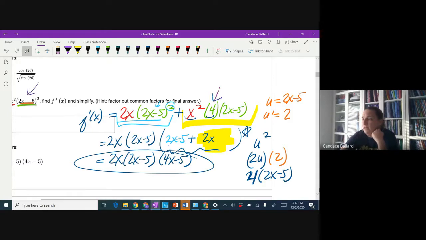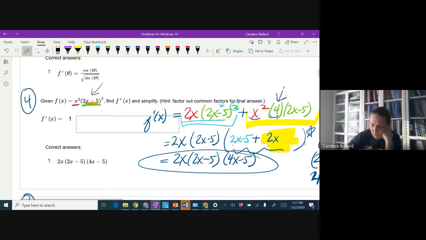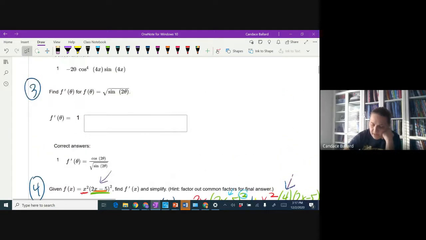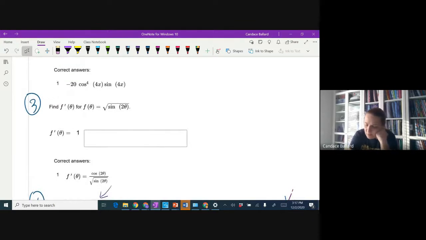All right, I'm going back to the list. I've got to do 3 and then 1. All right, let's look at number 3. We know there's got to be a chain rule.